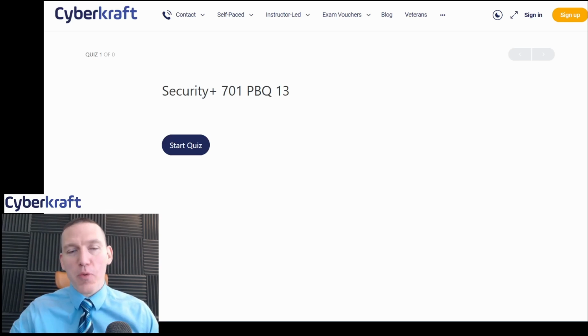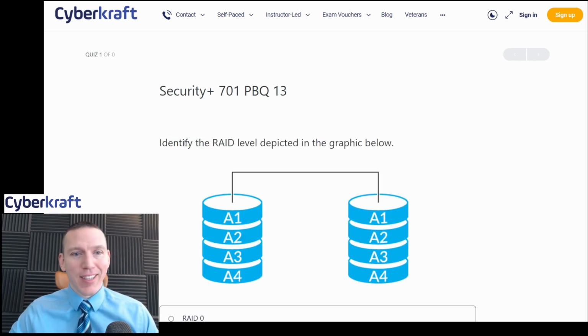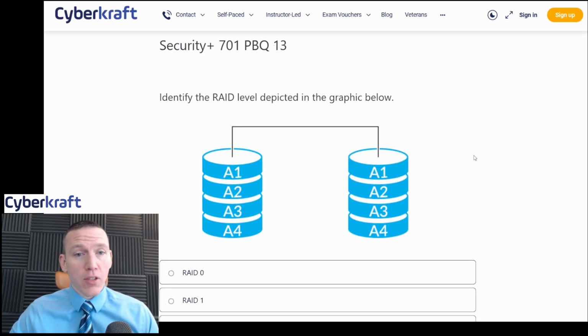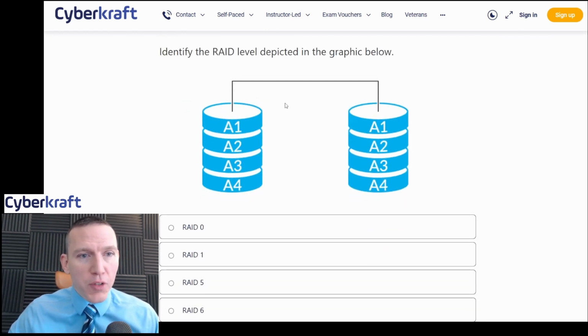I'm here with another performance-based question. Let's jump into this one and see what we have. Okay, so this one's going to be on RAID levels, it looks like. Identify the RAID level depicted in the graphic below.